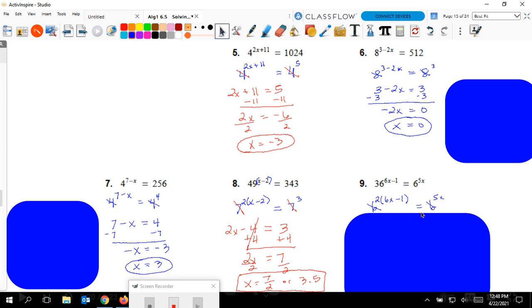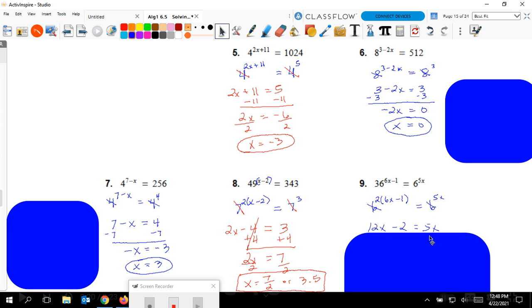So now you have the same base of 6. You're going to cancel out those bases. We end up with now distributive property. 2 times 6x is 12x. 2 times -1 is -2. And it equals the exponent over here, 5x.